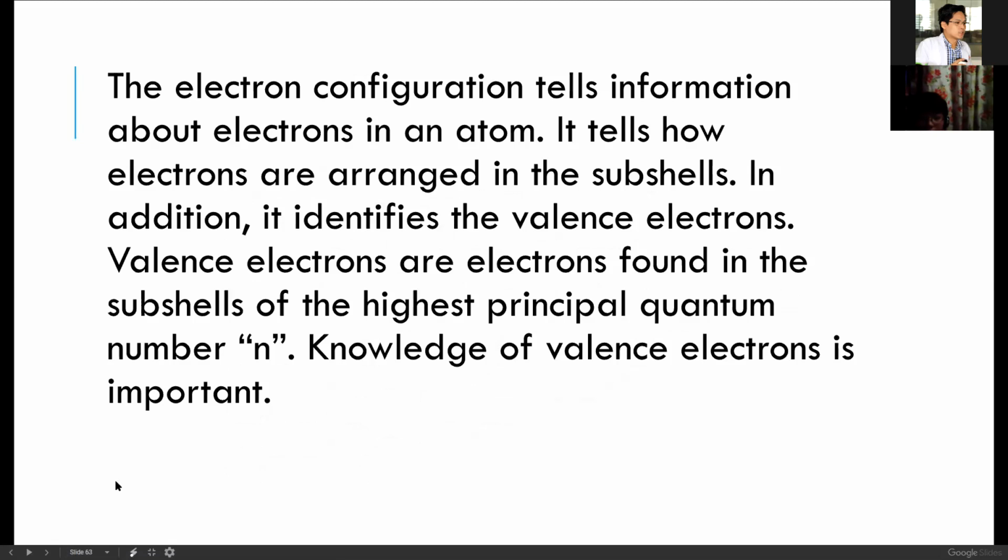Electron configuration tells information about electrons in an atom. It tells how electrons are arranged in the subshells. Remember that we are actually predicting the activities of these electrons. In addition, it identifies the valence electrons. The valence electrons are the electrons found in the subshells of the highest principal quantum number, or the outermost shell. In Bisaya, sa pinakagawas, the outermost shell. Knowledge of valence electrons is important.